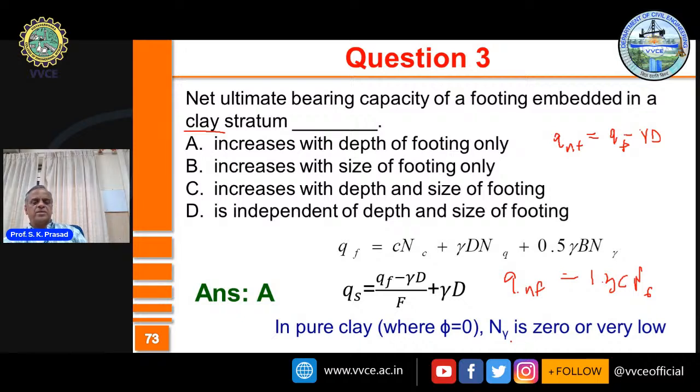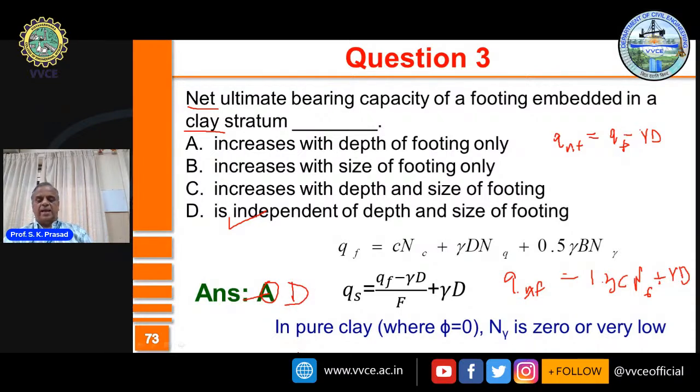So what happens to this? It is independent of both depth as well as size of the footing. So the answer, I have written A here. Strictly it is not A. You'll have to cancel this and consider it as D. Because if you ask for ultimate bearing capacity, it will also have gamma D, and then it increases with depth. Since the question is net ultimate bearing capacity, the answer is not A, but the answer is D.